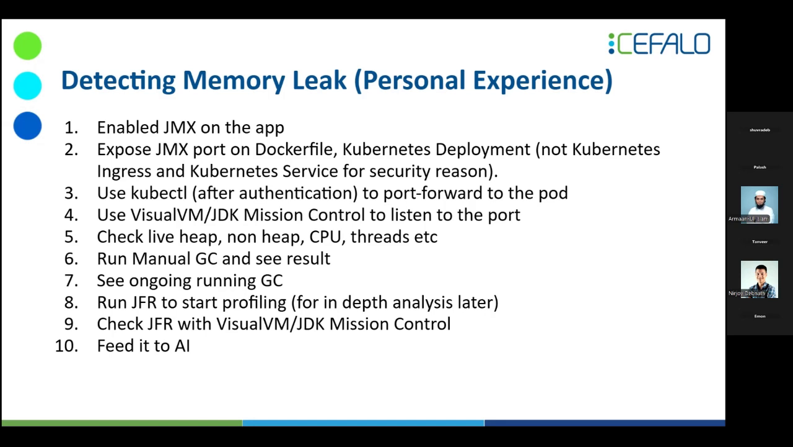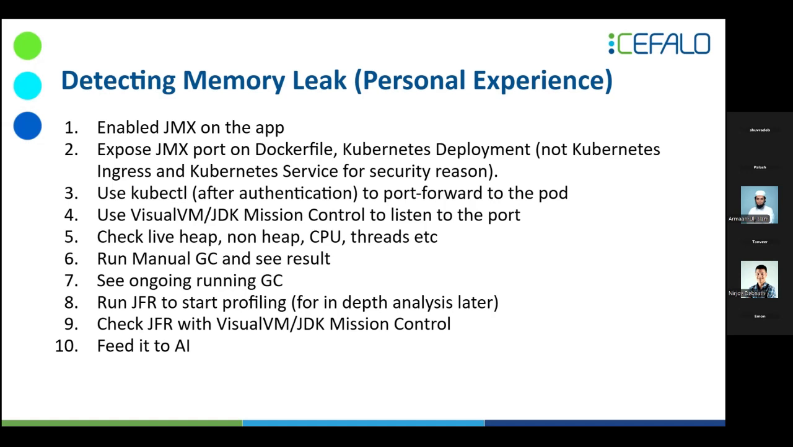Then I expose the JMX port in the Dockerfile and do the Kubernetes deployment, but not in ingress and service, because we don't want this to be exposed publicly for security reasons. It's just to see this locally. Then I use kubectl to port forward to this port. Our kubectl is not public as well. If you want to get inside the Kubernetes, it triggers SSO authentication, so it's secured. So after I port forwarded the port, I basically have the data on my localhost.